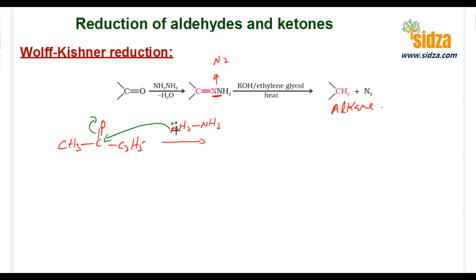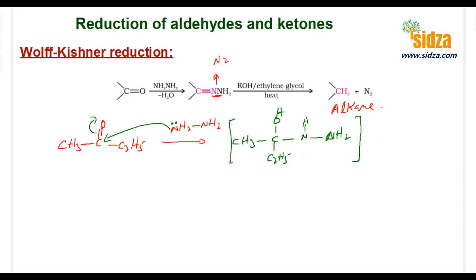Let me write down the addition product. When NH2 attacks, the electrons go to the oxygen, so you get CH3, carbon, oxygen negative, with C2H5 also attached. First the NH2 attacks the carbon, and then one of the hydrogens from the NH2 group shifts to the oxygen, so it becomes OH, and the other group becomes NH2. This is the addition product that you normally get.